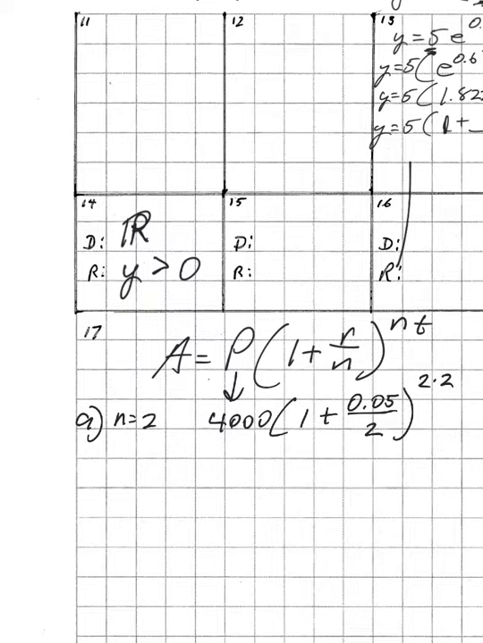All right. So we put that in the calculator. So this is our investment of $4,000 at 5% compounded semi-annually. What would you replace the 2 with in B and C? I'm kind of confused on how you set it up.